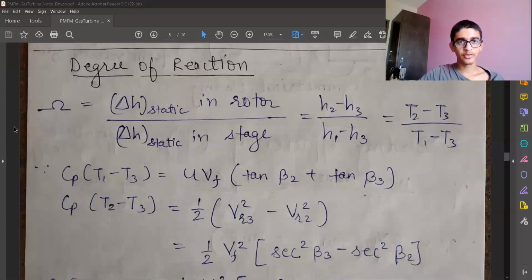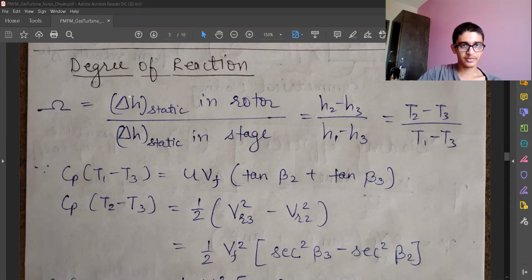So let's look at the last topic of gas turbine, that is degree of reaction. So degree of reaction is defined, as I said earlier, based on degree of reaction, we used to define the impulse and reaction type of turbines. So degree of reaction is defined in terms of temperature ratios or pressure ratios or enthalpy ratio.